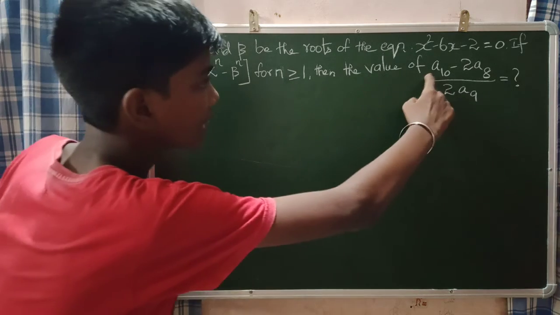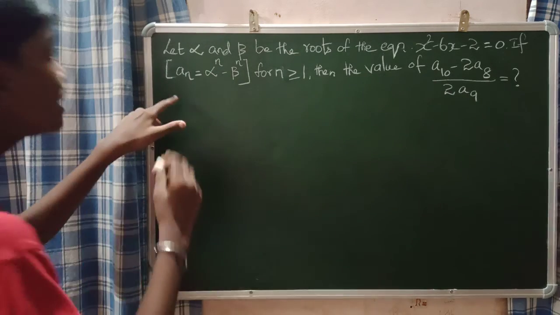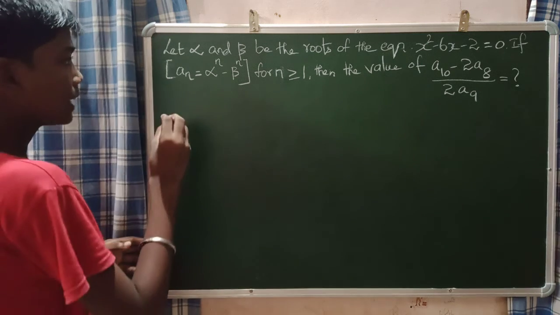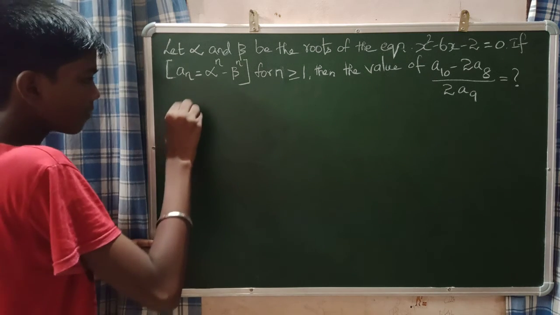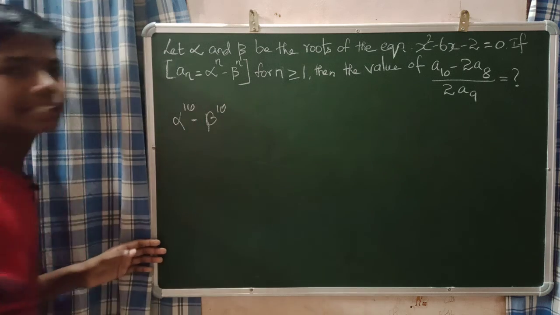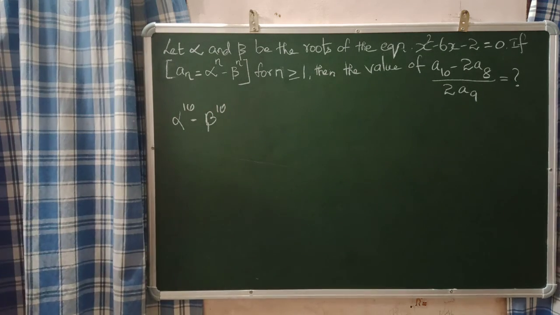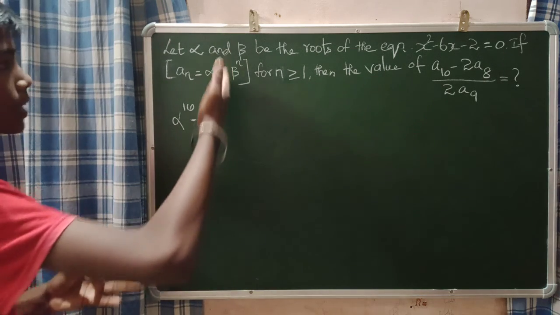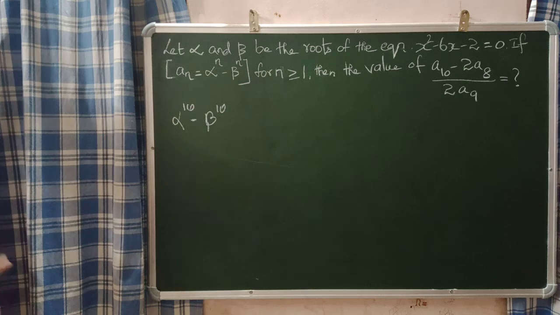What will be the value of a10? If an is equal to alpha to the power of n minus beta to the power of n, then a10 will be nothing but alpha to the power of 10 minus beta to the power of 10. It's kind of obvious, guys, using this relationship only. Where n becomes 10, that's all, very simple.